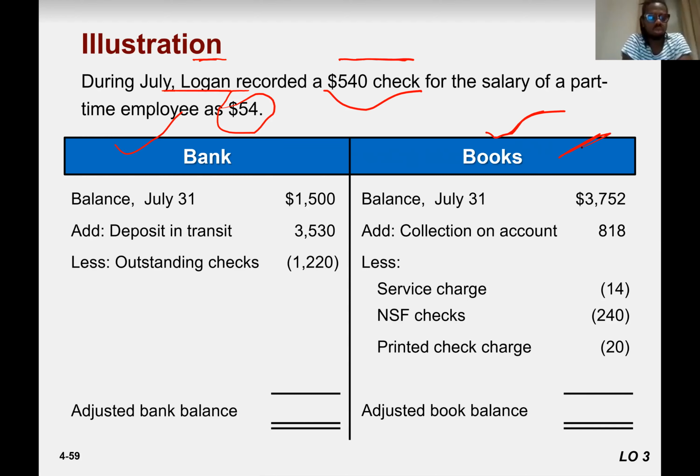Okay, so this is not from the bank side. In real sense, cash should be decreased from the book by 540, but cash was decreased by 54. How much is not decreased? 540 minus 54. Answer: 486. Right?